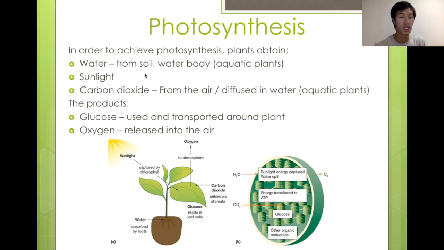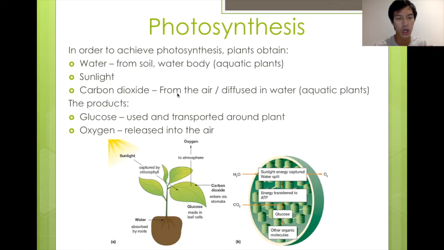Now, they are not the only things that a plant needs. Plants will also need minerals and things like that from the soil, from fertilizers. However, in this particular case, to drive the process of photosynthesis, which is what allows the plant to obtain glucose and therefore create its own energy source, those are the three key ingredients.